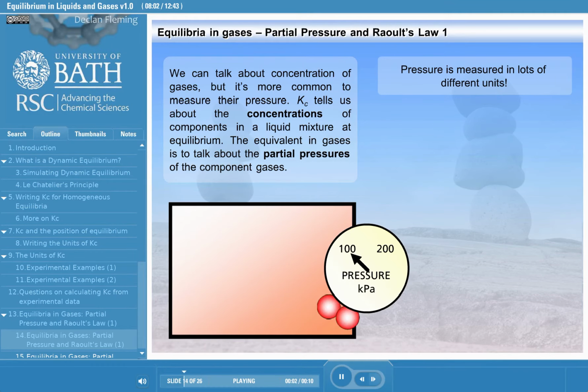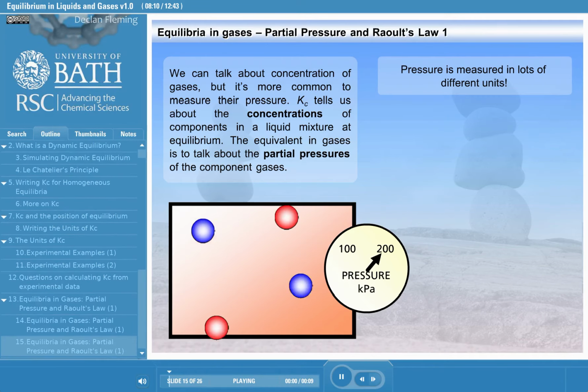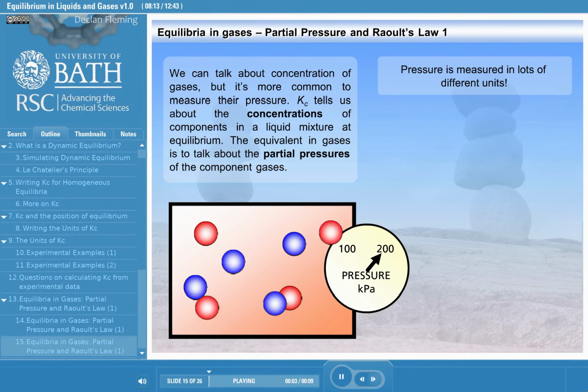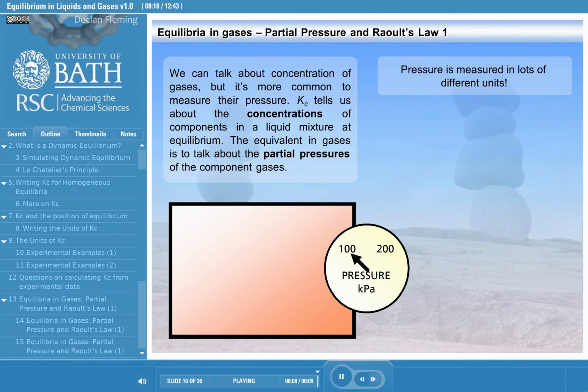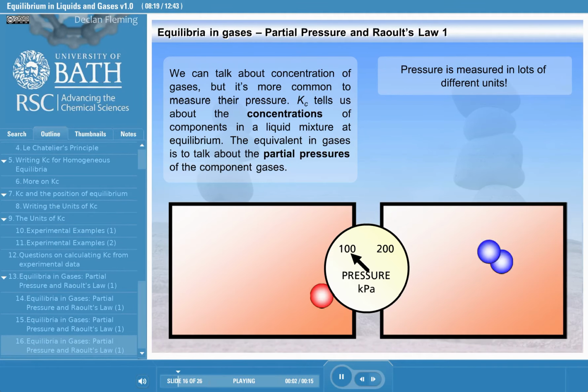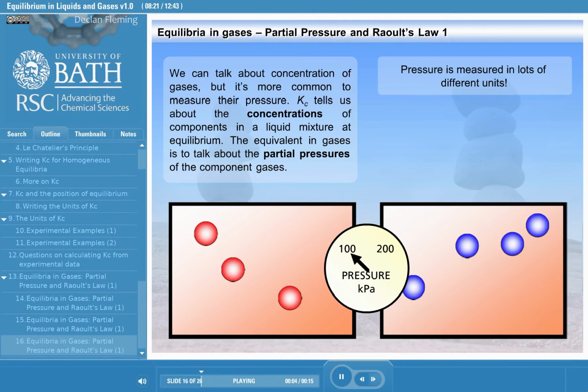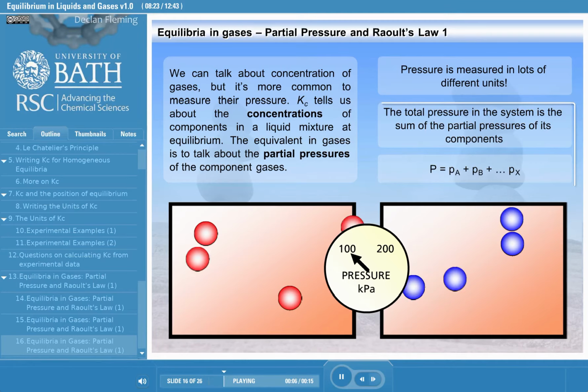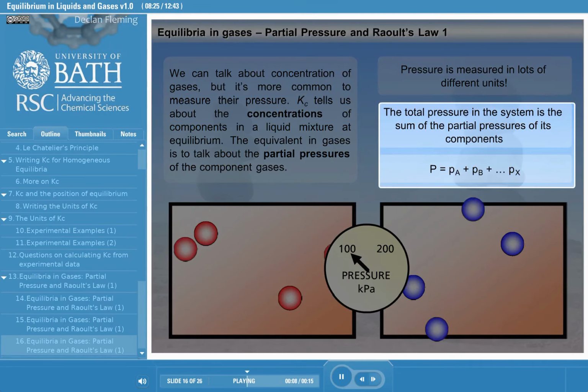Imagine we have some particles in a container causing a pressure of 100 kilopascals. What would happen to the pressure if we added another two particles at the same temperature? Of course it would double. The red particles and blue particles are both contributing 100 kilopascals to the total. We call these their partial pressures: the pressure the gas would exert if it was the only thing in the vessel. So the total pressure is equal to the sum of the partial pressures of the gases in the vessel.